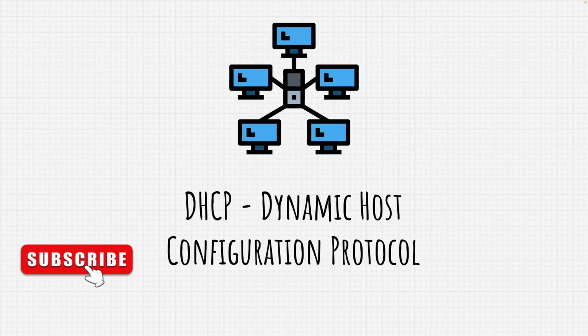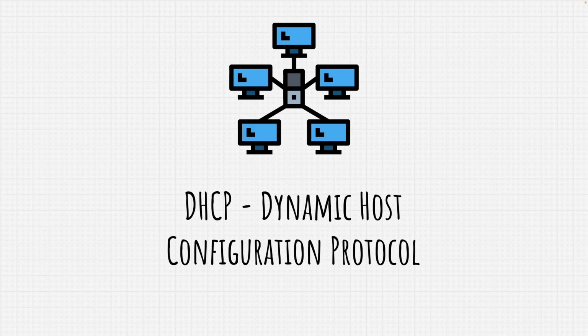DHCP, or Dynamic Host Configuration Protocol, is a network protocol that automatically assigns IP addresses and other configuration settings to devices on a network, allowing them to communicate with other devices and access the internet. It simplifies the management of IP addresses by automating the process, ensuring that devices get the necessary information to function correctly on the network, without any manual configuration.